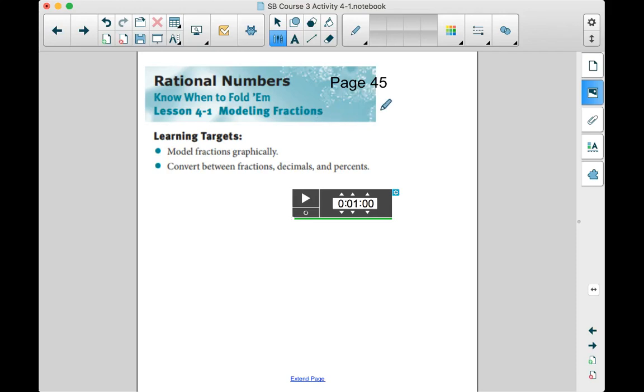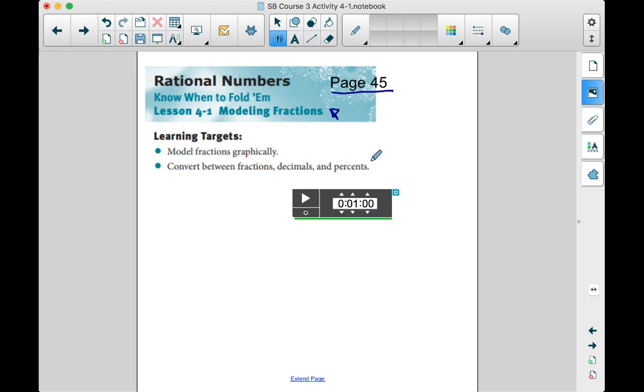So we are going to jump into lesson 4.1, which is on modeling fractions. Right now, open up your Springboard books to page 45 and read these two learning targets for today as I read along. The first one is to model fractions graphically, and then the second learning target is to convert between fractions, decimals, and percents.